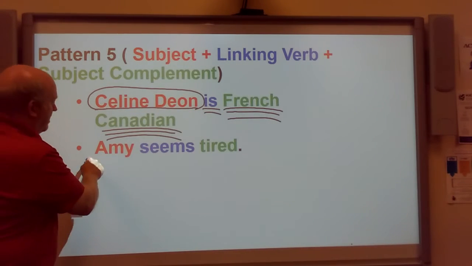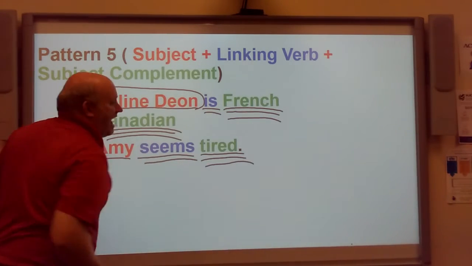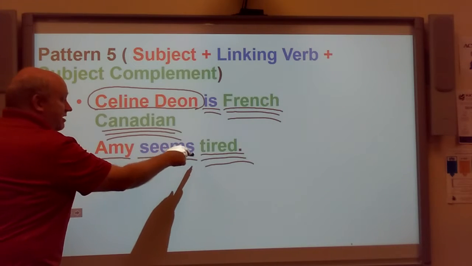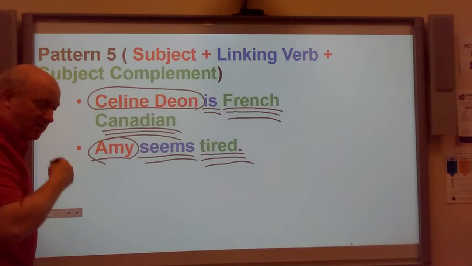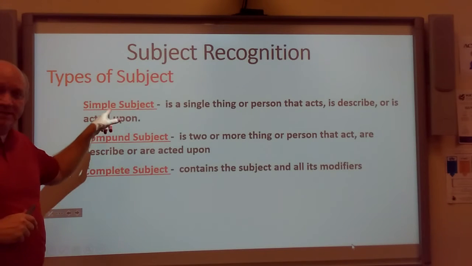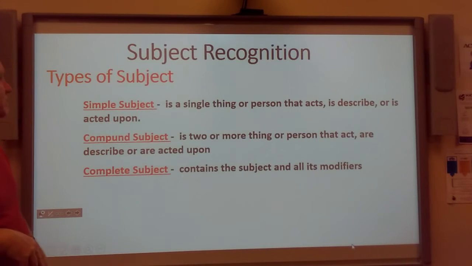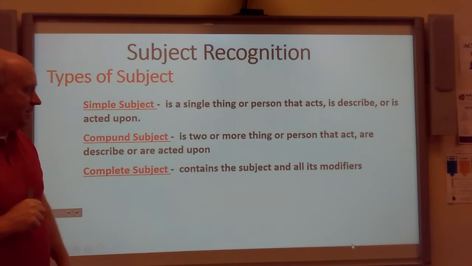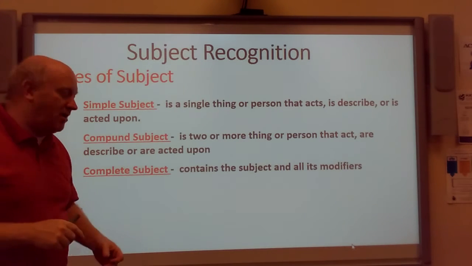Here's another example. Amy seems, there's my verb, tired. How does she seem? Tired. So, tired is a complement to the subject, which is Amy. Okay? Subject recognition, types of subjects. We have a simple subject, which is a single thing or person that acts, is described, or is acted upon. Compound subject is 2 or more things or persons. Complete subject contains the subject and all of its modifiers.